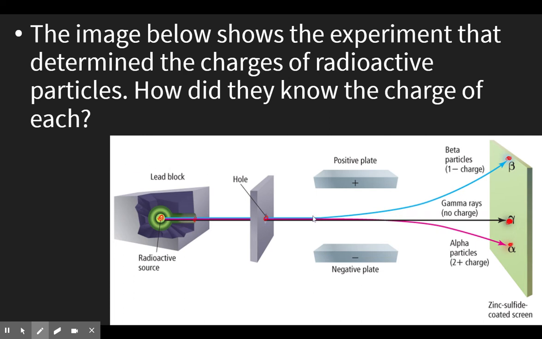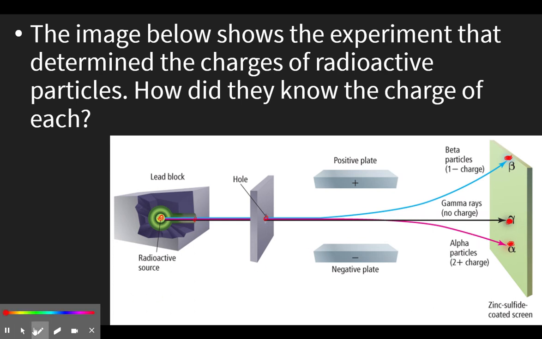The things that were pulled upwards or deflected towards the positive plate must have had, in that case, a negative charge, right? Because the negative would be attracted to the positive. So they're like, oh, these things up here, these are our negative particles. And eventually we started to call those things beta particles. And the things that were deflected in this direction, sorry, towards the negative plate, those things we knew must have a positive charge because they were attracted to the negative plate. And eventually we started calling those the alpha particles.